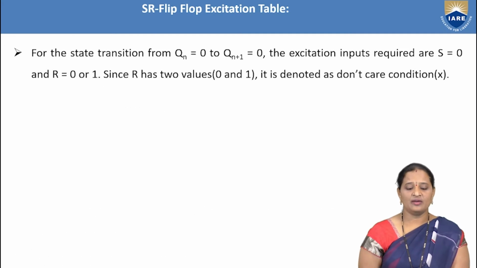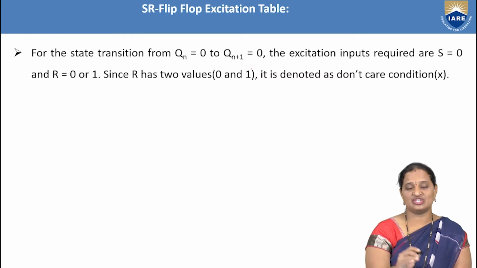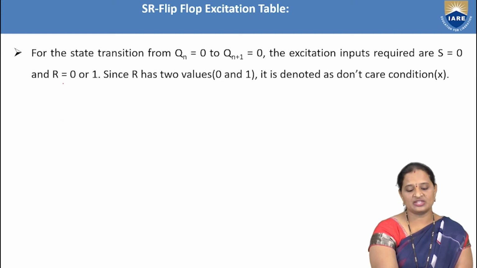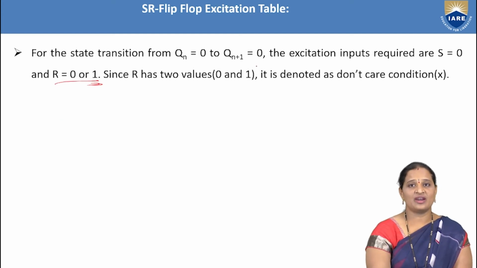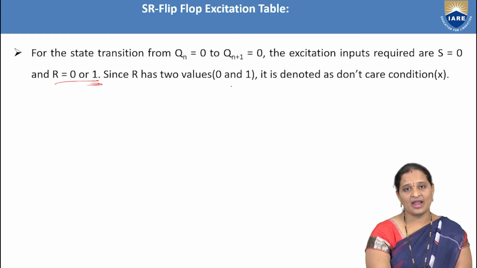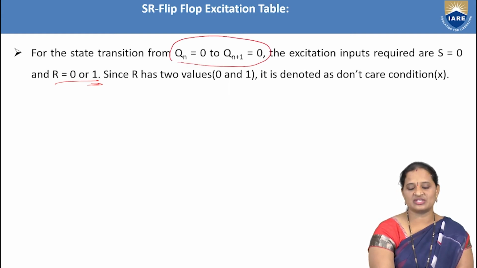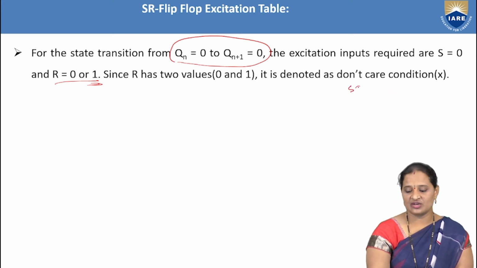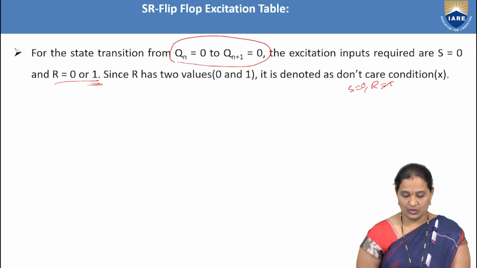Coming to the summary here, for the state transition from Qn equals 0 to Qn plus 1 equals 0, that means the present state is 0 and the next state is also 0, the inputs that must be applied to the SR flip-flop are S equals 0 and R equals either 0 or 1. Hence, we are filling the first row. We can identify the inputs as 0, don't care, where S is equal to 0 and R is equal to don't care.